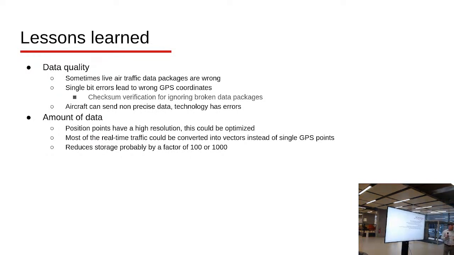The lessons learned would be the data quality. In this proof of concept, we saw that sometimes the live air traffic packages are wrong. If they are far away and behind a mountain, some bits can be different. And we currently have no checksum to tell if the data package is correct. If you have 1 or 2 bits different, that makes a lot of difference on your coordinates. So the airplane might be in another place. On your map, he's going there, and then he's there, and then he disappears. So this is something we have to check out.